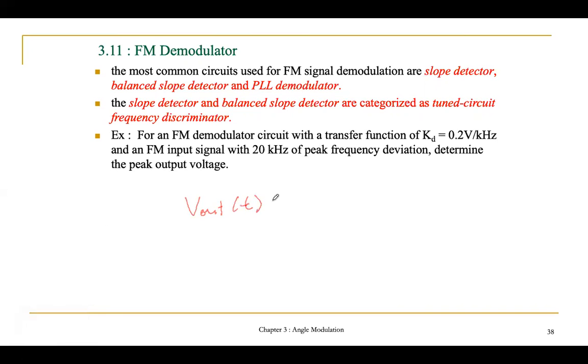So you have V out (t) equals Kd delta F. Your Kd is 0.2 volt per kilohertz, multiplied by 20 kilohertz. You can cancel the kilohertz. So 0.2 multiplied by 20, you will get 4 volt. So your peak output voltage is equal to 4 volt.